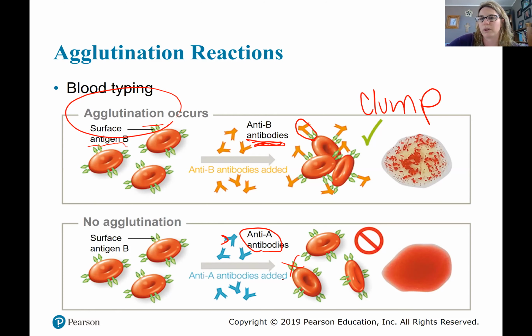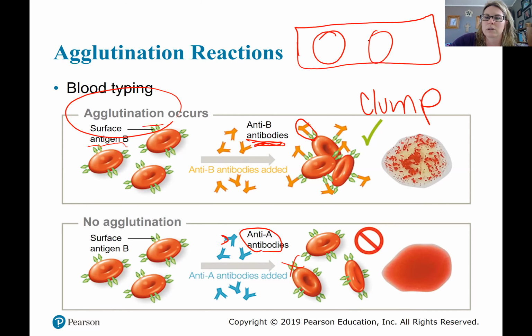You would have put your blood on, here's what the cards would look like. There are 3 circles on there. You'd put a couple drops of blood in each one. You'd put some A serum here, some B serum here, and then the Rh factor serum there. And wherever it clumped, you have that blood type.